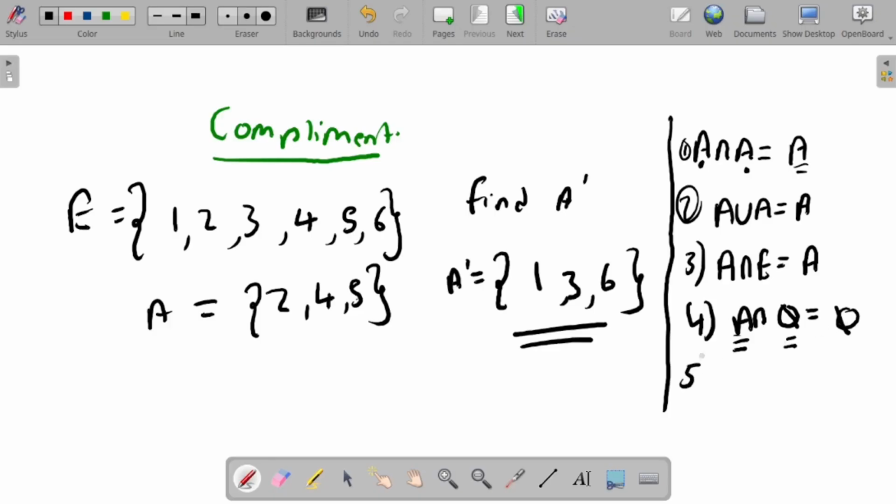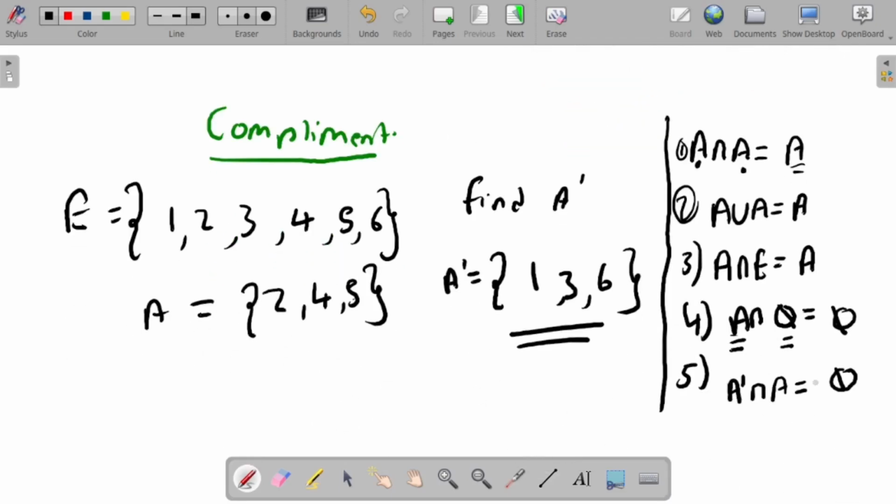Then 5, another point that we can be interested in is A complement intersection A. So A complement intersection A, there is no commonality there. A and A complement have nothing in common. So the answer is empty set. I think we can try to illustrate what we mean by saying A complement intersection A, the answer is an empty set.